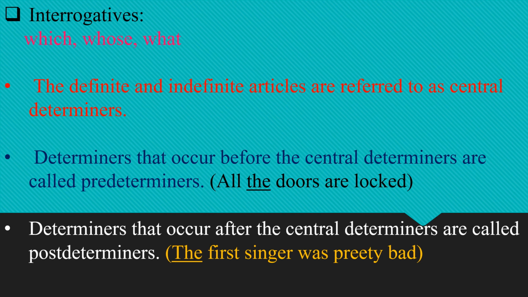Okay. The second point, determiners that occur after the central determiners, which mean after A and The, are called post determiners. Here look at the example. The first singer was pretty bad. Here, the and first are the two determiners. Here, the is the central determiner, right? And first is placed after the central determiner. So, here, first is the post determiner, okay? Remember, placed before the central determiner means it is called predeterminer. After means post determiner, okay?